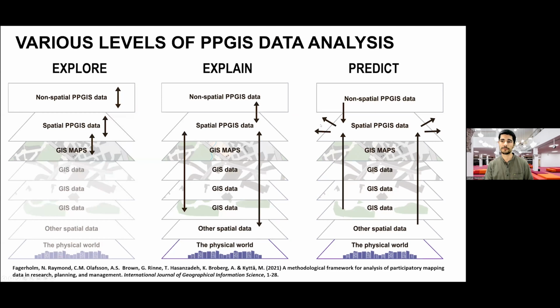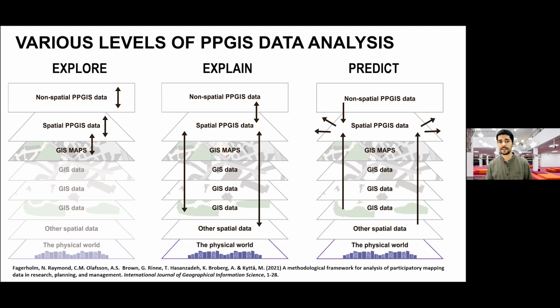This is another way of visualizing these three phases of analysis. In the explore phase, as I said, in PPGIS we have the non-spatial attributes and we have spatial attributes. We usually look at them separately. We might make charts, we might make some kind of maps. Very often, we don't add so much context, just maybe a base map in the GIS.